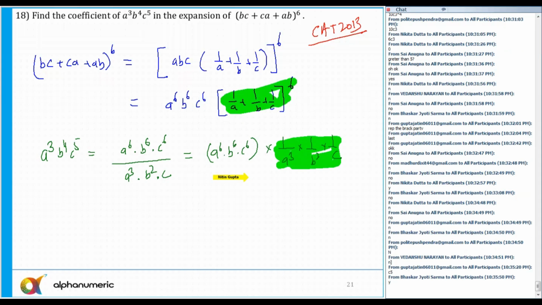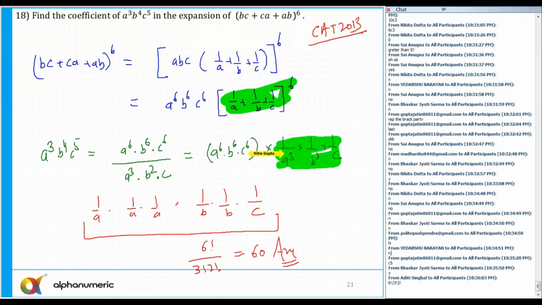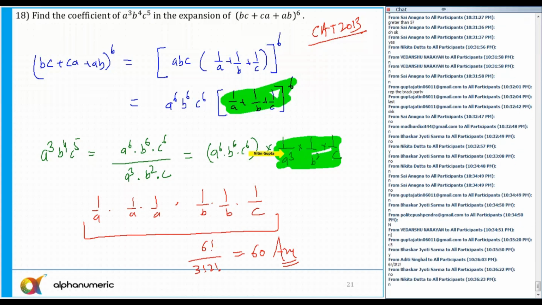So from here there are 6 brackets. From the 6 brackets I need 1 by a 3 times, isn't it? So 1 by a into 1 by a into 1 by a, 1 by b 2 times, 1 by b into 1 by b, and 1 by c once. So what is the answer? Answer is factorial 6 by factorial 3 into factorial 2, which will be equal to 60, and this is the answer. So any doubts to anyone now? Please respond. So can I move to the next slide?